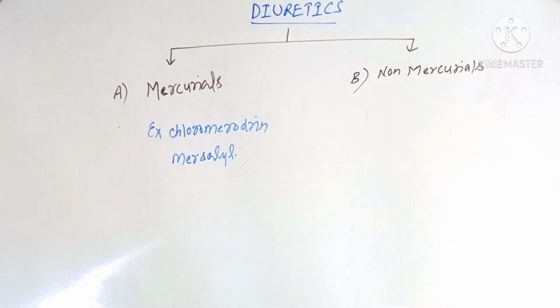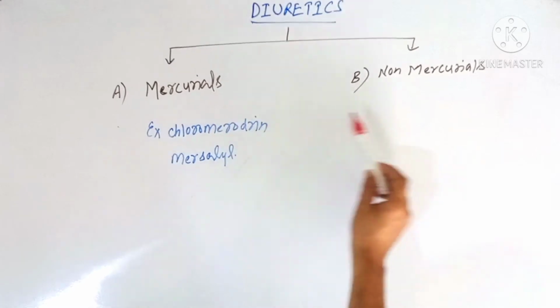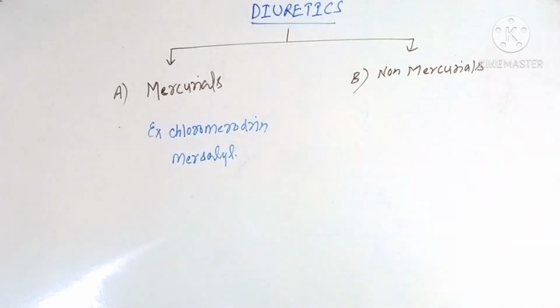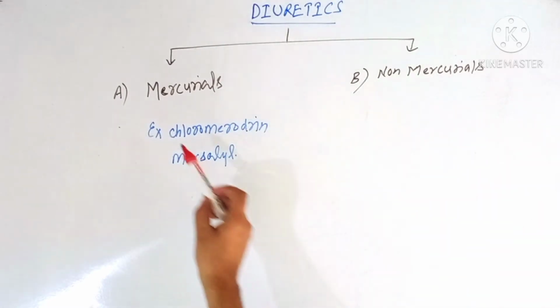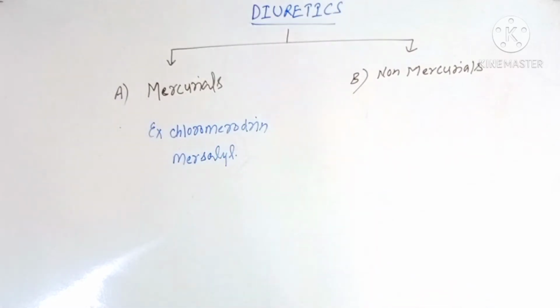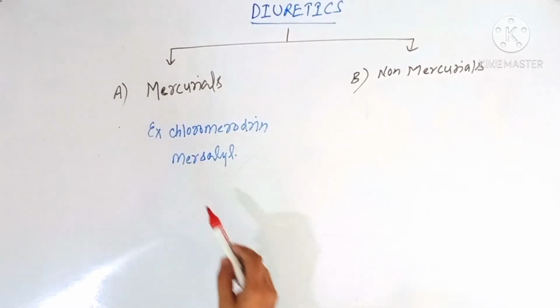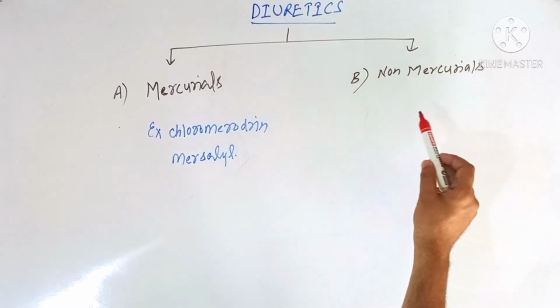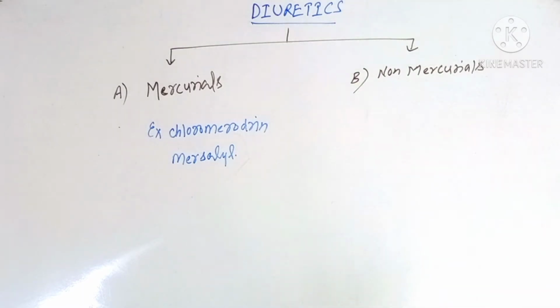Basically, diuretics are broadly classified into two classes. First one is mercurials and second one is non-mercurials. Mercurials are those diuretics which have a mercury atom in their structure. So all the drugs which contain mercury are classified under mercurials, and those drugs which do not have mercury in their structure are classified as non-mercurials.